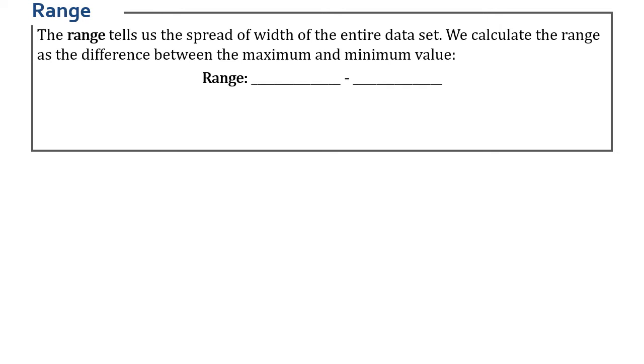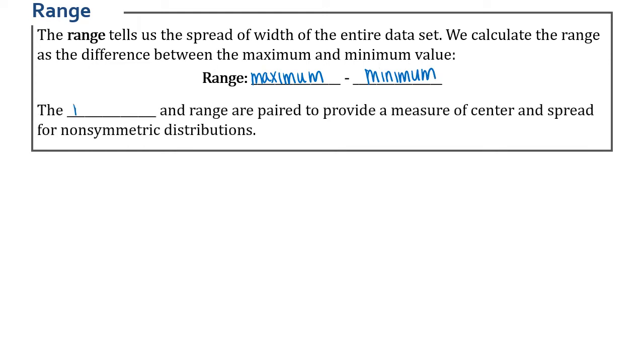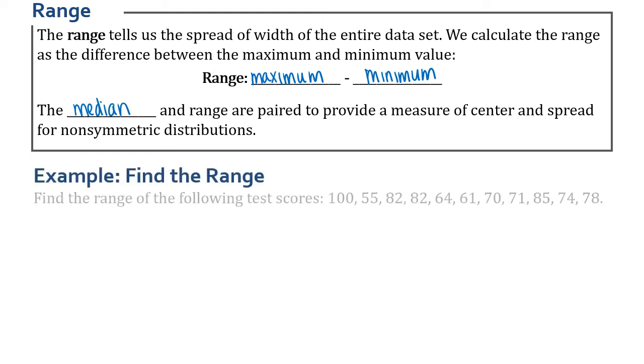So the range tells us the spread or width of the entire data set. We calculate the range as the difference between the maximum and the minimum: you take the maximum and subtract the minimum value from that. And that tells you the range of values. So if we have non-symmetric distributions, the mean and the median get paired up to provide a measure of center and spread. Let's look at an example.